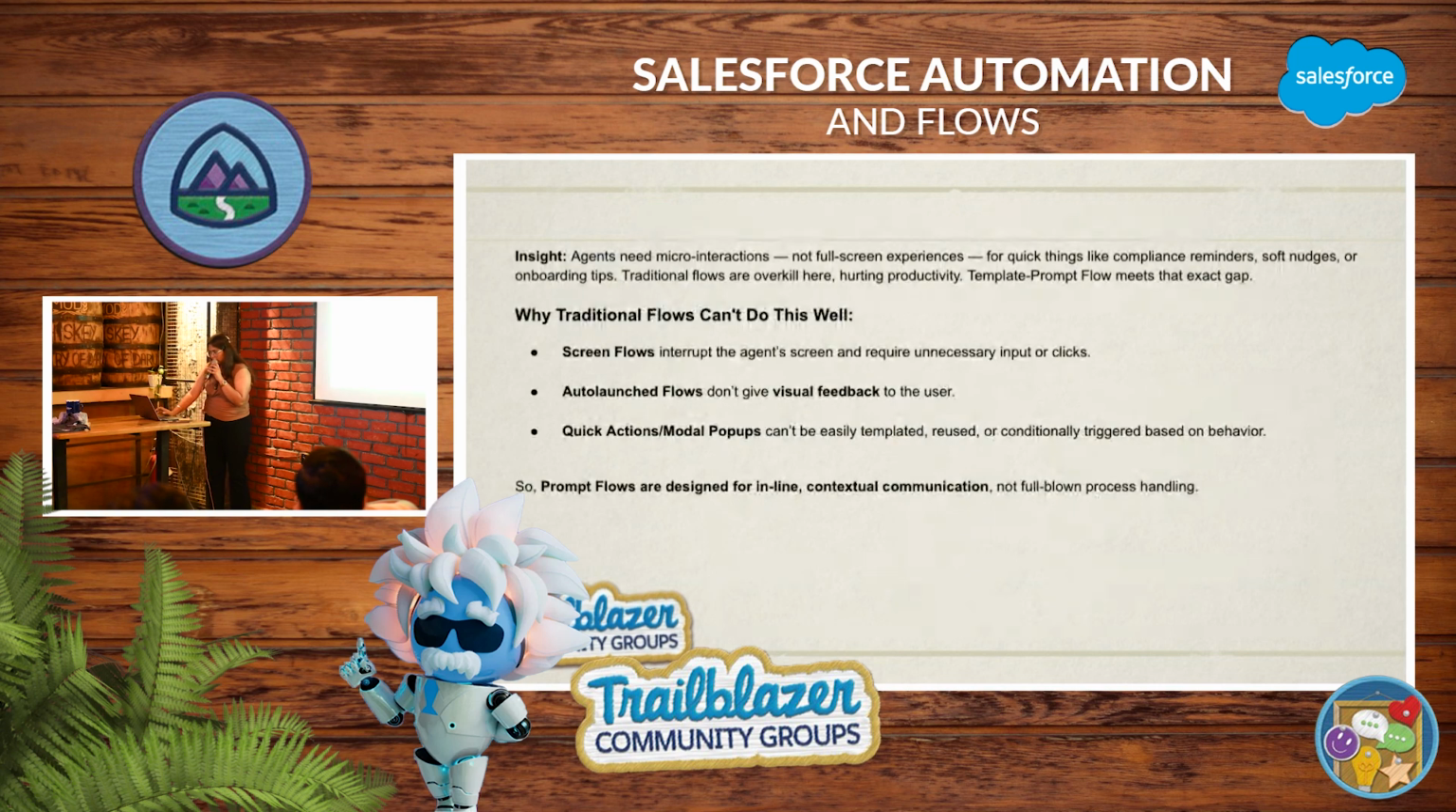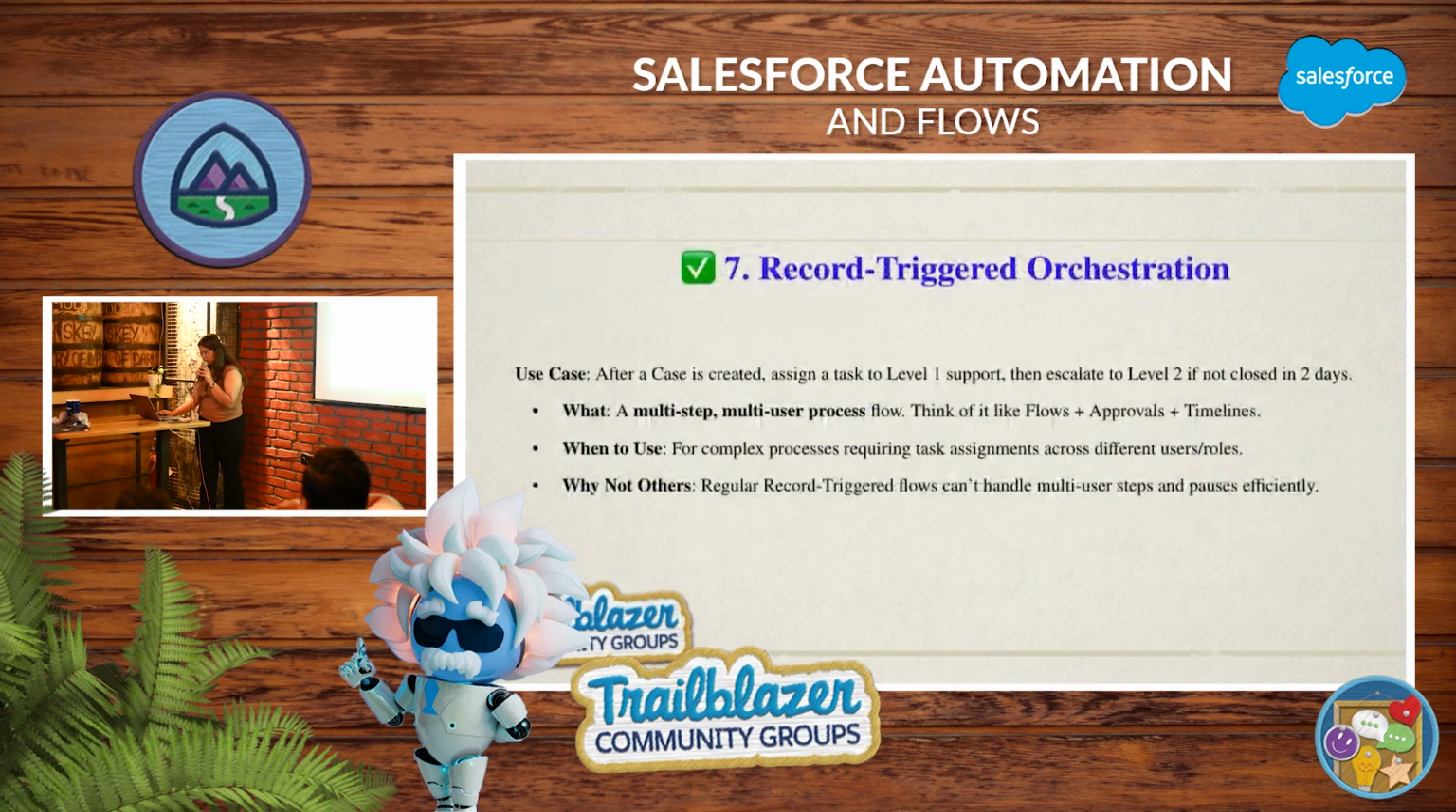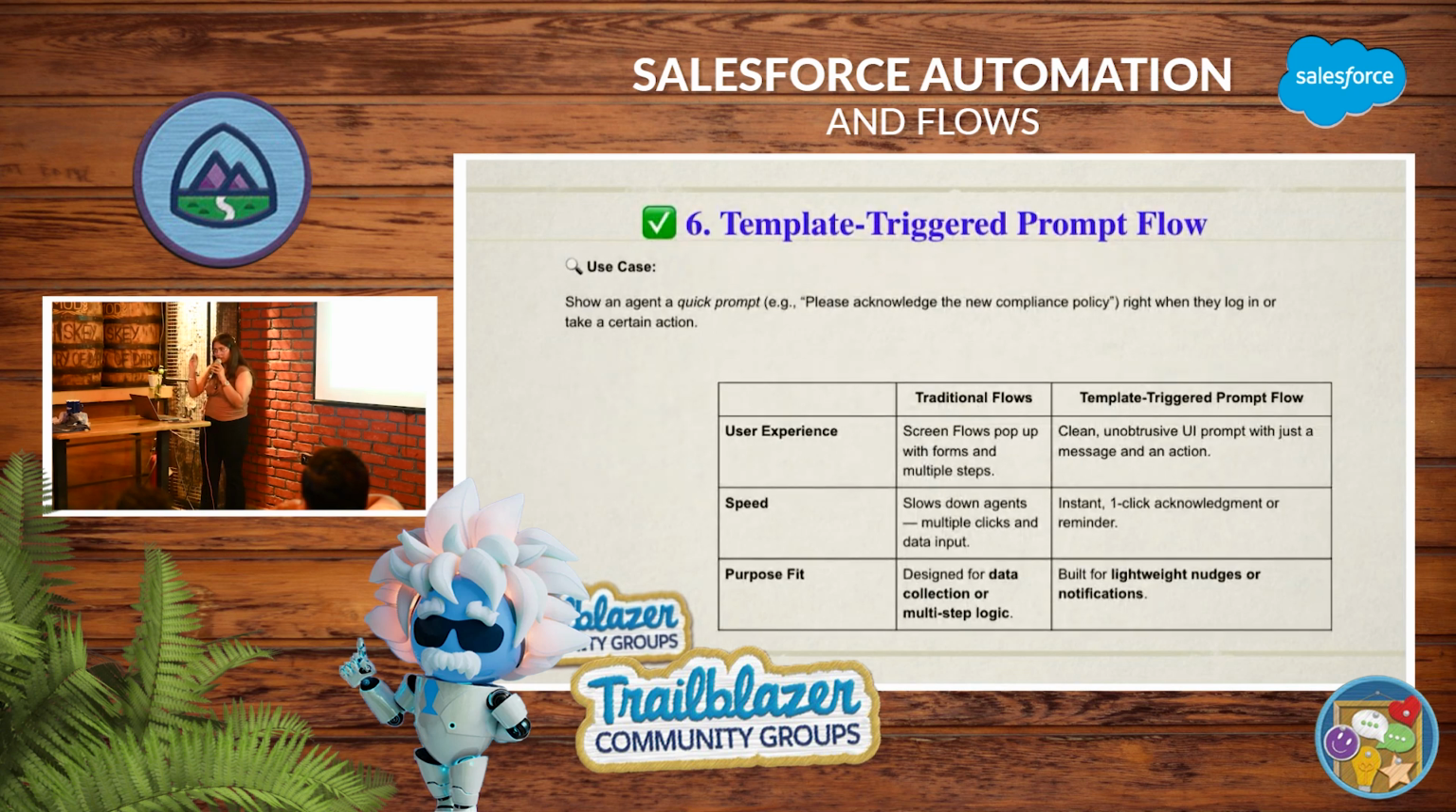So then why can't traditional flows do this well? As we have discussed, it interrupts the agent screen and requires unnecessary input or clicks. Then auto launch flows don't give visual feedback to the user, so we can't use auto launch flows either. And quick action and modal pop-up, I don't think it will fit into our case. So that's why there is a new type of flow created by Salesforce. As you can see, prompt flows are designed for inline contextual communication, not full-blown process handling, right? So that was our template triggered prompt flow.